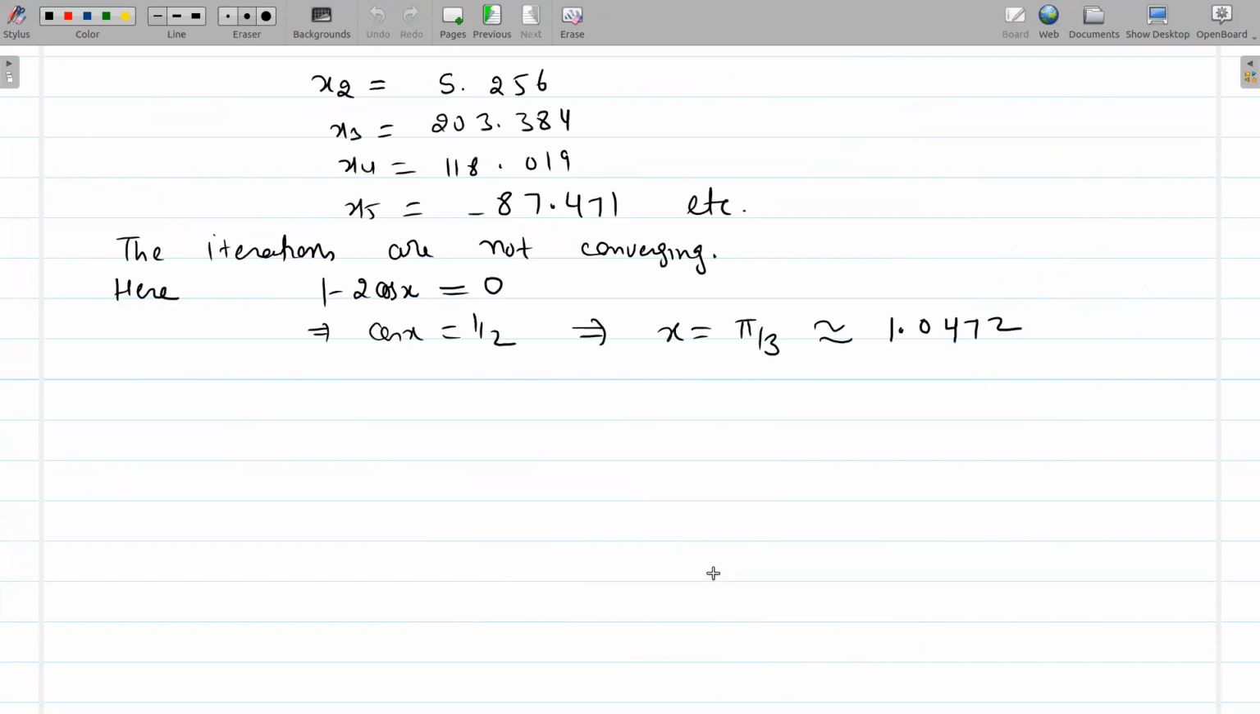So your choice of initial guess is wrong. In this case, near x0 the derivative is almost 0, so we need to change the initial guess.